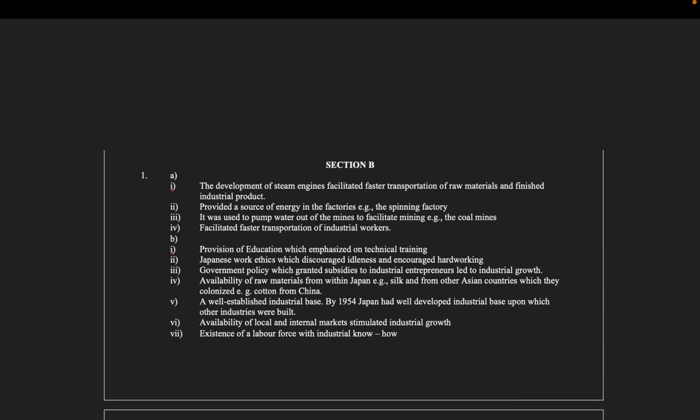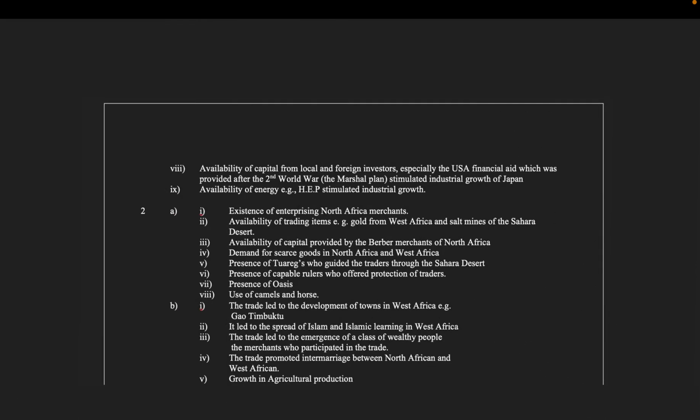Availability of capital from local and foreign investors, especially the USA financial aid which was provided after the Second World War. The Marshall Plan stimulated industrial growth of Japan. Availability of energy, e.g., HEP, stimulated industrial growth.